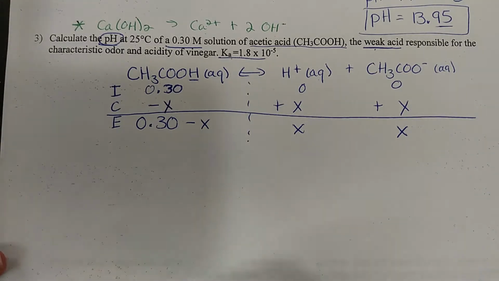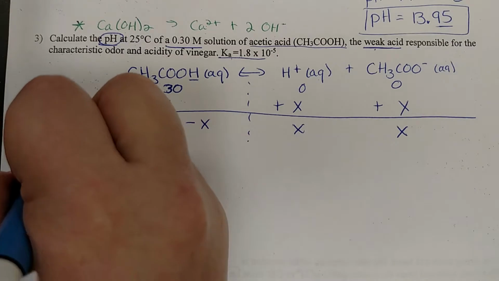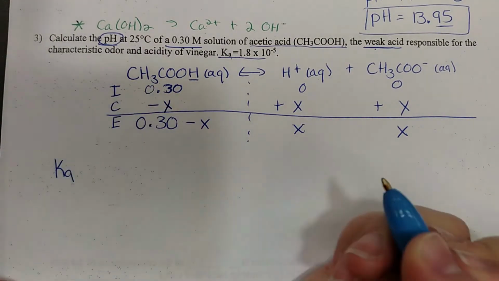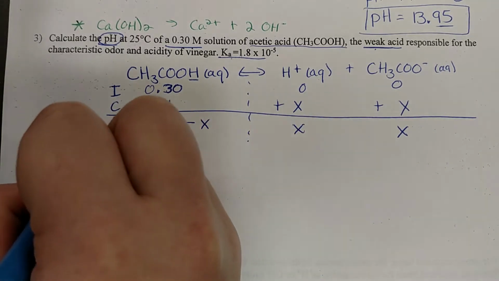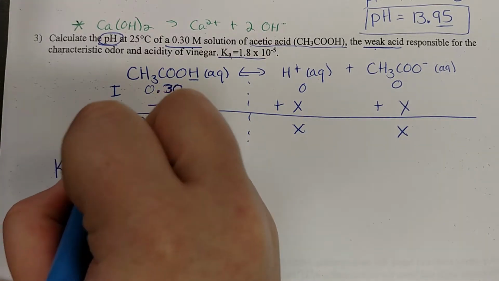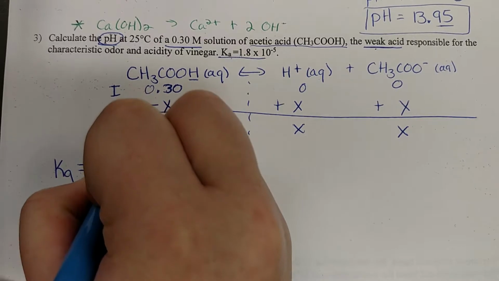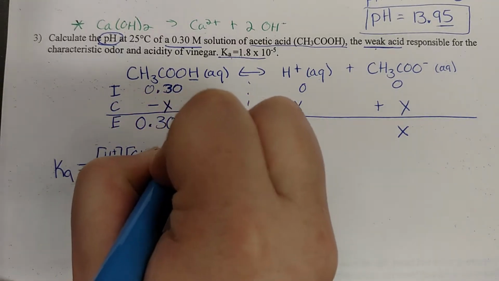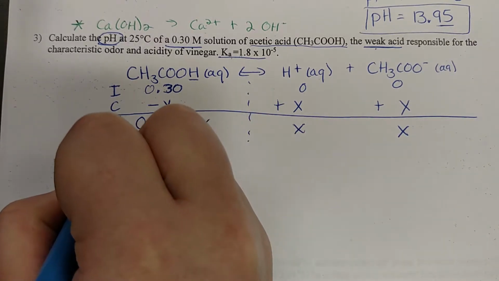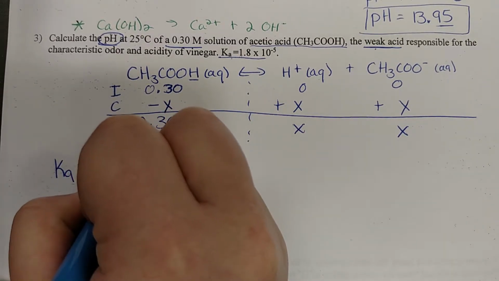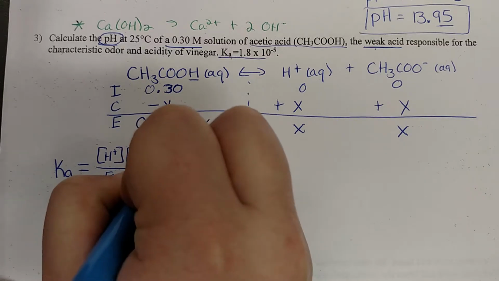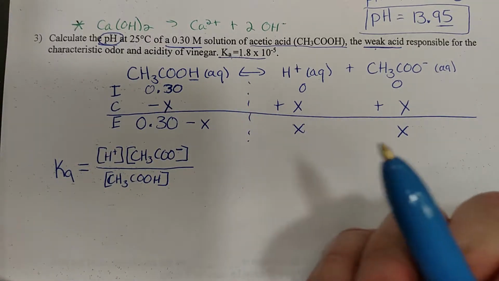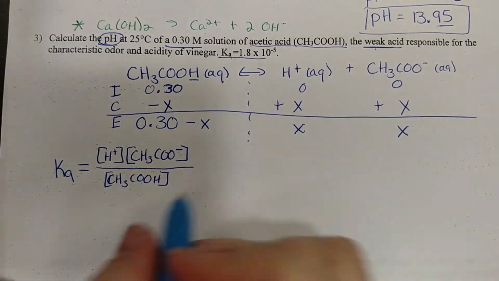And now we're going to follow through like we normally do. We're going to set up our expression. So we're used to Kc or Kp. Well, this one is Ka because it's an acid. So Ka is equal to your concentration of hydrogen and acetate ion over your concentration of acetic acid. I do have a lot of people asking if you include these charges, and you do because you want to represent the correct chemical, and those charges are part of that chemical.